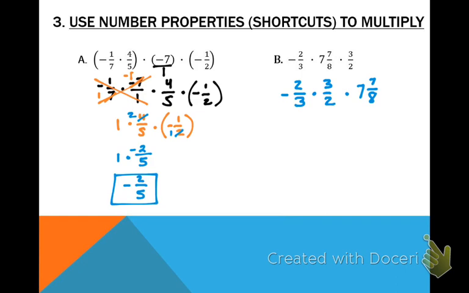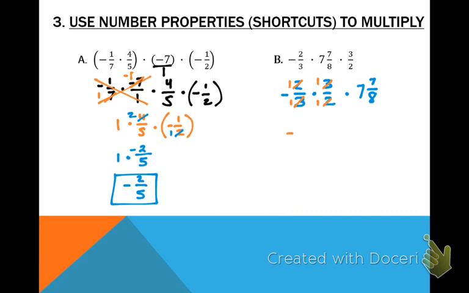Who would like to do this first part with me to see if there's anything that I can cross reduce? Kaylee, what should I do? And they become what? Okay, good job. The 2 and 2 just become 1s. What about the 3 and 3? They also become 1s. Okay, so looking at this right here, is that answer going to be negative or positive? Negative, because there's only one negative sign right there.